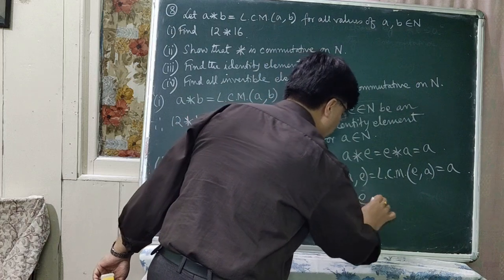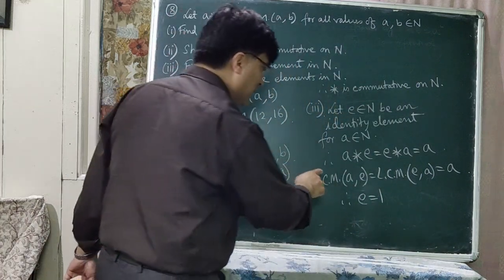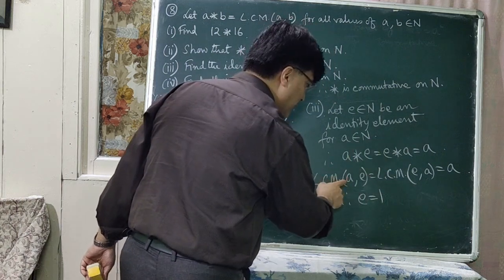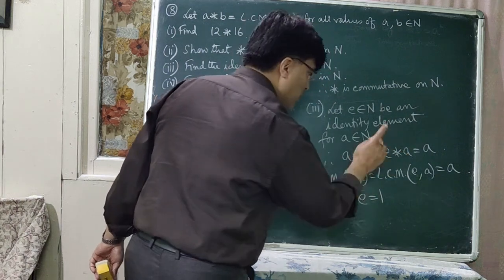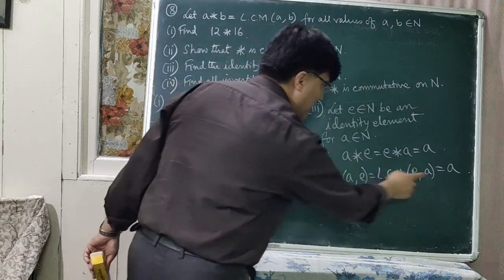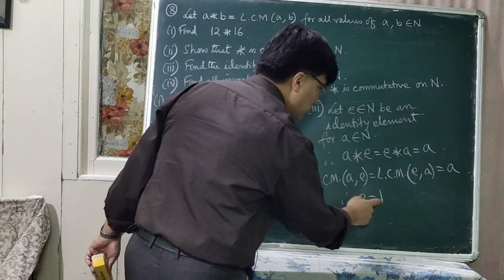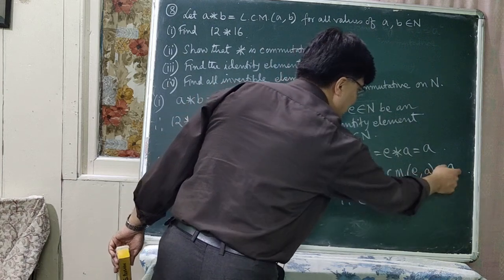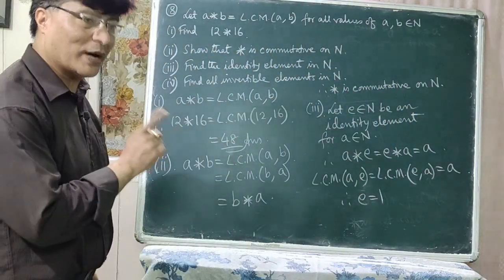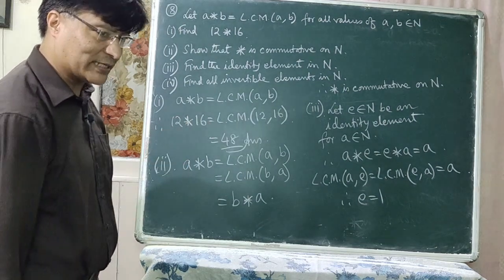Okay. So if E is equal to 1, then LCM of A and 1 is A. If E is equal to 1, then LCM of 1 and A is A. That is, what is the identity element in N? That is 1. This 1 belongs to the set of natural numbers.